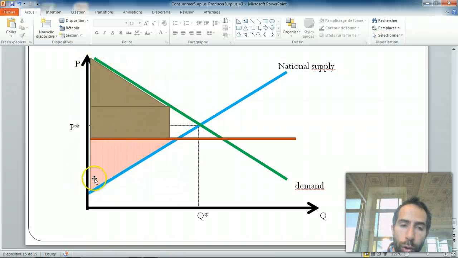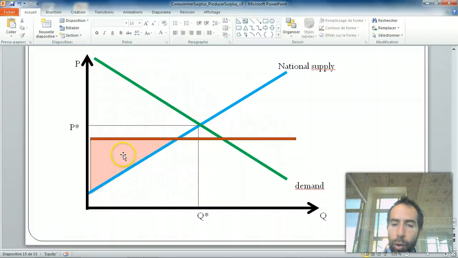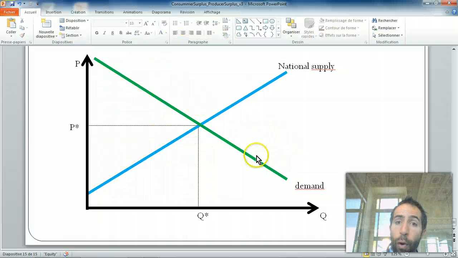And of course, producers, they will lose because before they were able to sell for a higher price and a higher quantity. Now they're selling at a smaller price and a smaller quantity. So suppliers are losing. And the final question, number 21, is what is the impact of foreign demand?